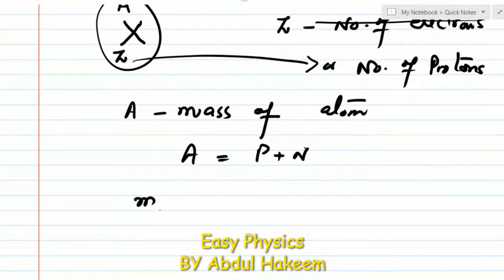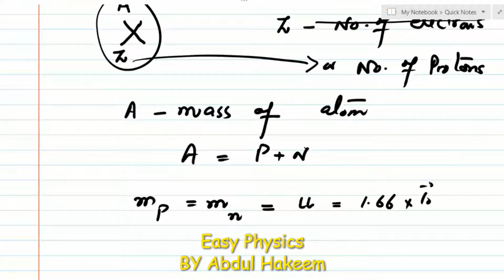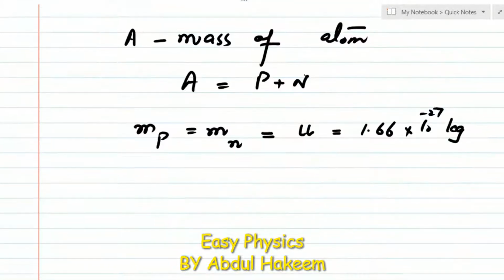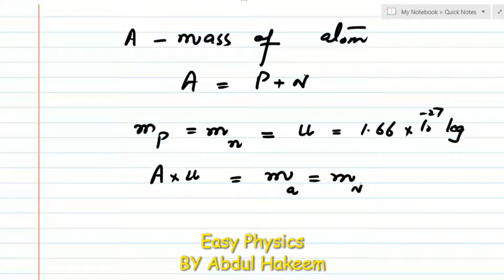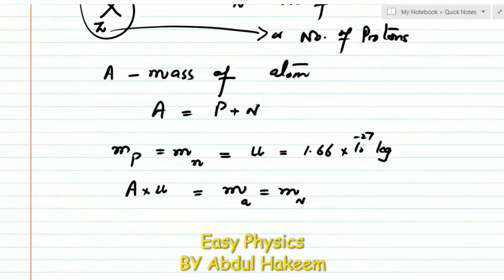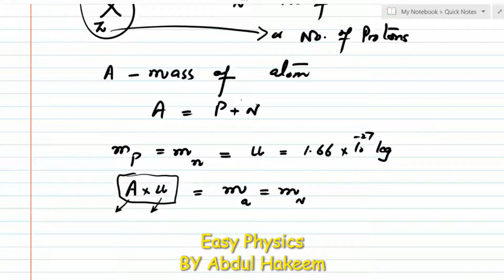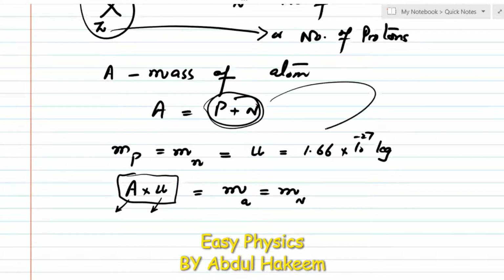Now, the mass of the proton is exactly equal to the mass of neutron, which is represented by U, and the U value is 1.66 into 10 power minus 27 kilogram. So when this mass number is multiplied with U, then this is the mass of the atom, which is also the mass of the nucleus. So the mass of the nucleus is equal to AU, where A is the mass number, and U is the mass of proton or neutron. So A is actually the number of the proton plus neutron. When it is multiplied with U, it gives the total mass of the nucleus, which is also the mass of the atom.